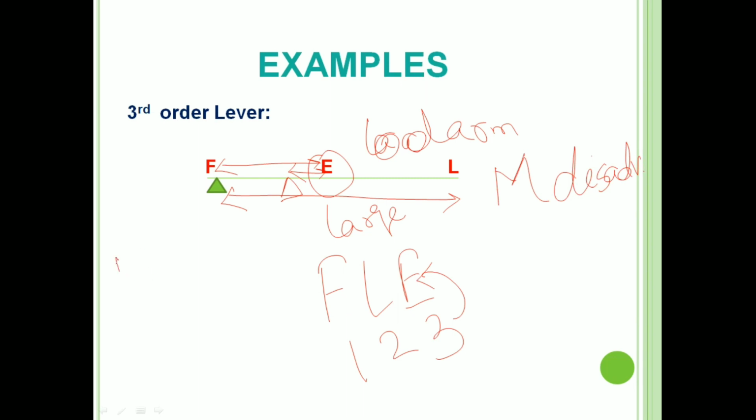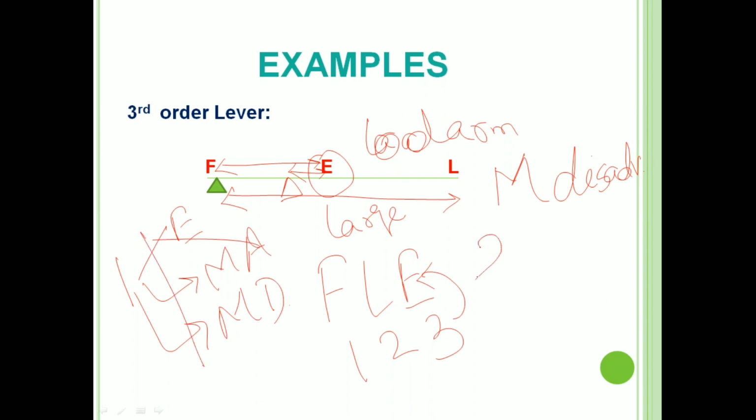So what conclusion came? First order lever can be defined as equilibrium, mechanical advantage and even mechanical disadvantage, depending upon the three scenarios. Second order lever always goes for mechanical advantage and the third order lever always goes for mechanical disadvantage.